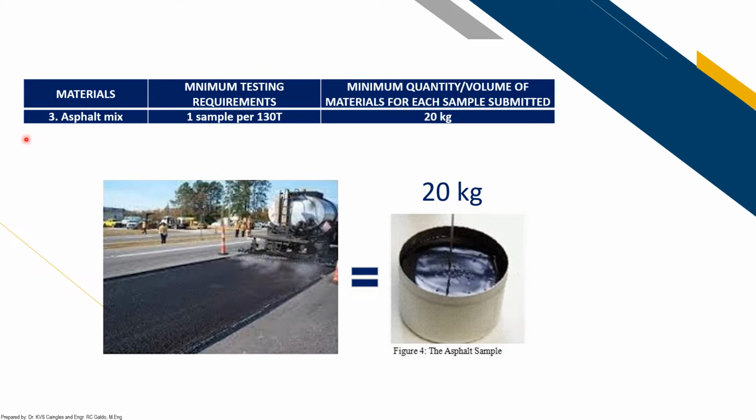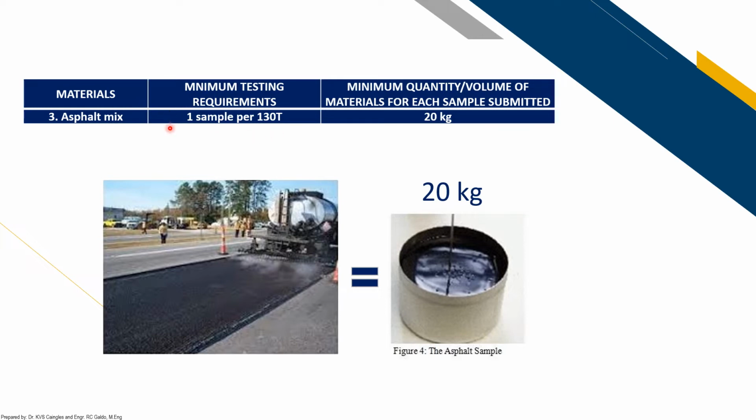Now, the second material is our asphalt mix, which is a combination of asphaltic material, aggregates, and additive if there is any. We are to obtain one sample per 130 tons.